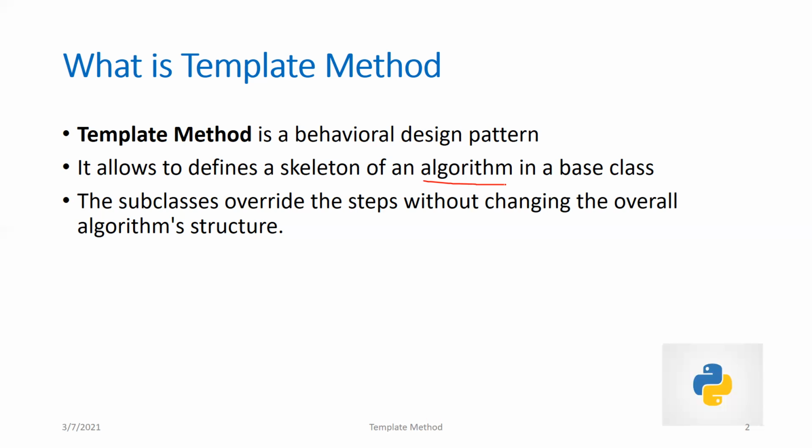So let's assume that an object does some work in a routine manner. So this is its behavior. It follows some algorithm, and this algorithm will be described in the skeleton class, the abstract class or the base class. And of course, from the subclass, this base class will be called, and the object of that subclass will follow the algorithm defined in that abstract class or base class. The subclasses override the steps without changing the overall algorithm structure. That means the subclass will not change but override.